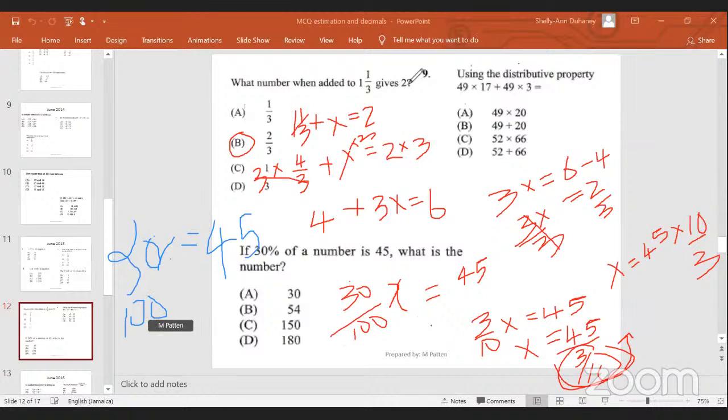A possibly shorter way to do it: generally, if you wanted 30% of a number, you would say 30 over 100 times the number, which is what is on the screen. But now you want the number, so what you can do is flip the fraction: 100 over 30 times the 45. You'll get the answer just the same. When you wanted 30%, 30 was at the top, but now you want 100%, so you put the 100 at the top.